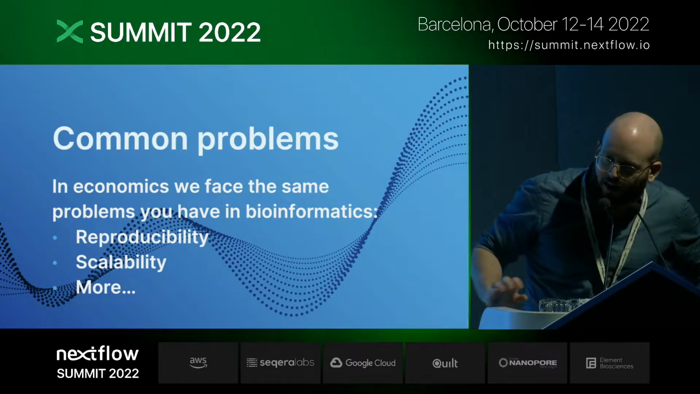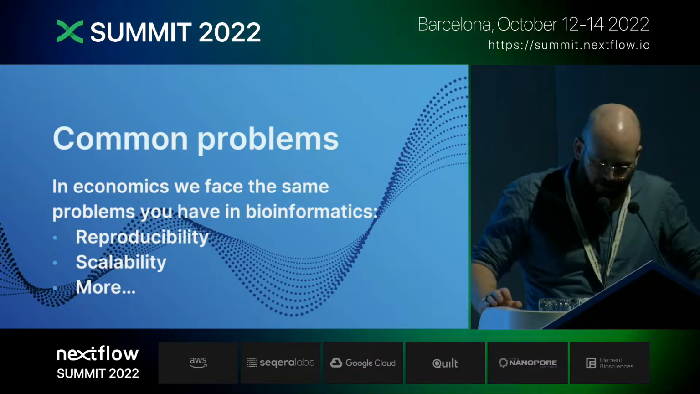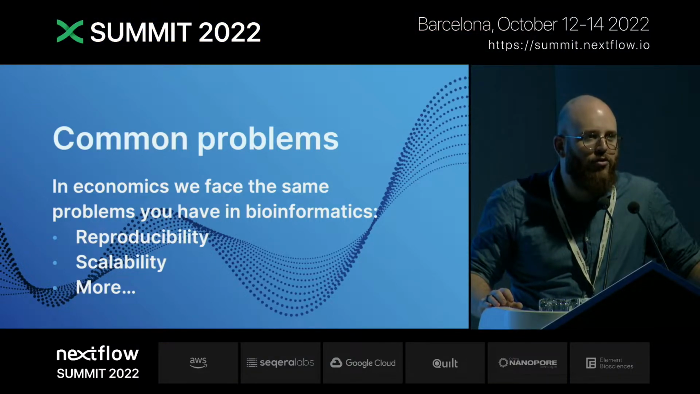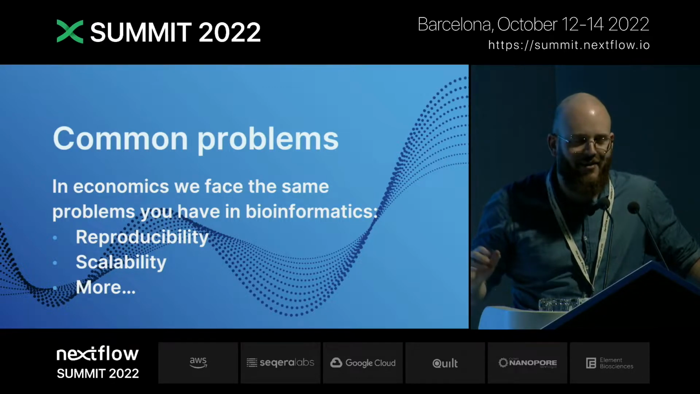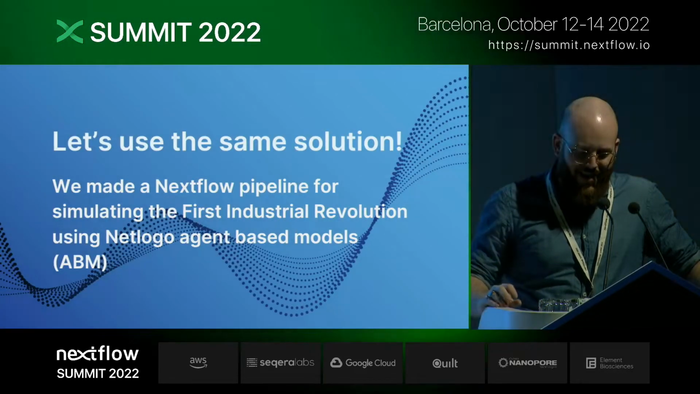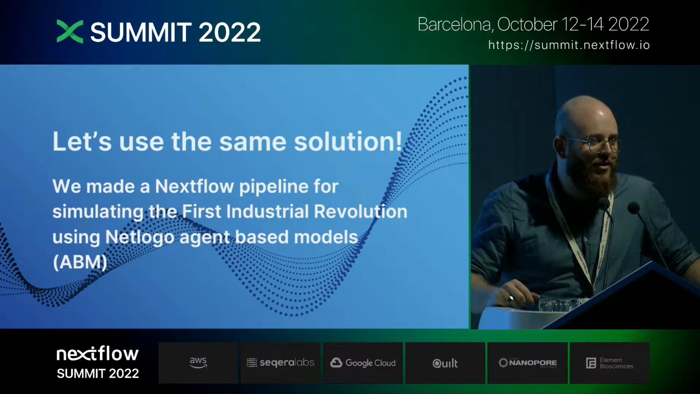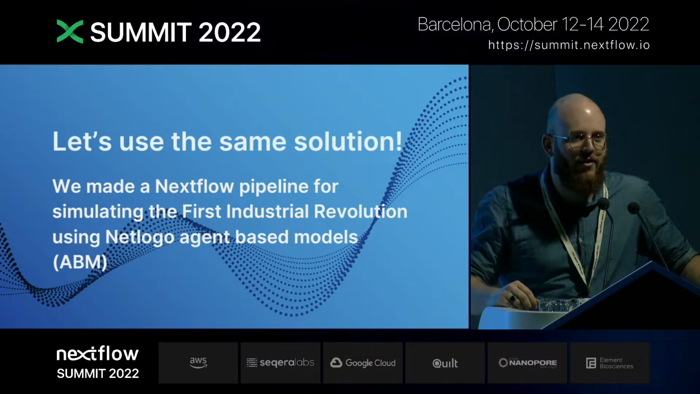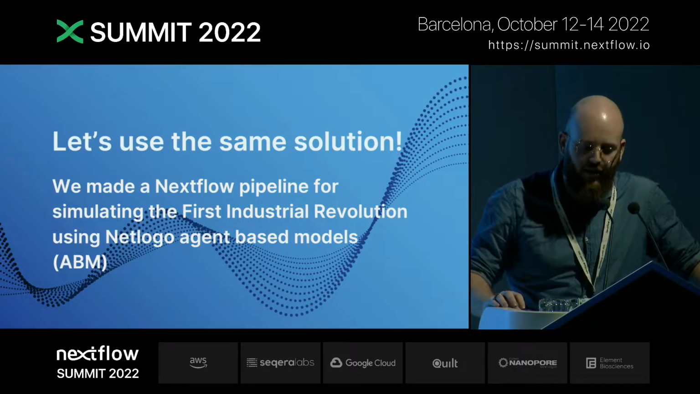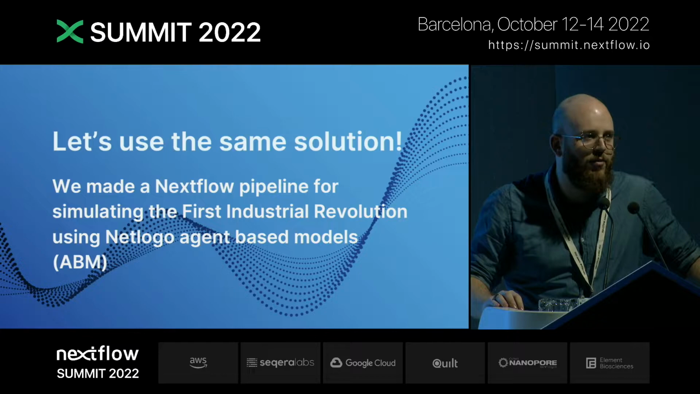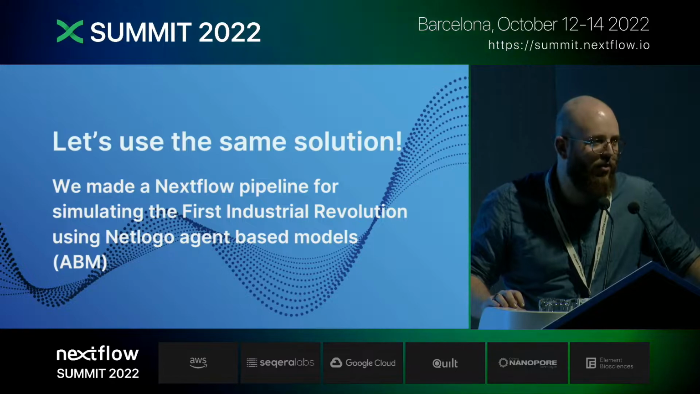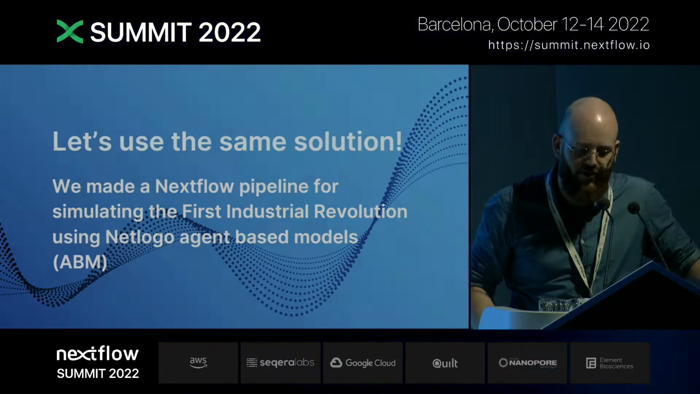The kind of models that I do have, again, the same issues of reproducibility and scalability. These are hard words. And so we just thought, why not try the same solution that you found for your own problem? So we implemented a pipeline for simulating the model I'm working on in my thesis and solving some of the computational power issues and time issues, etc.